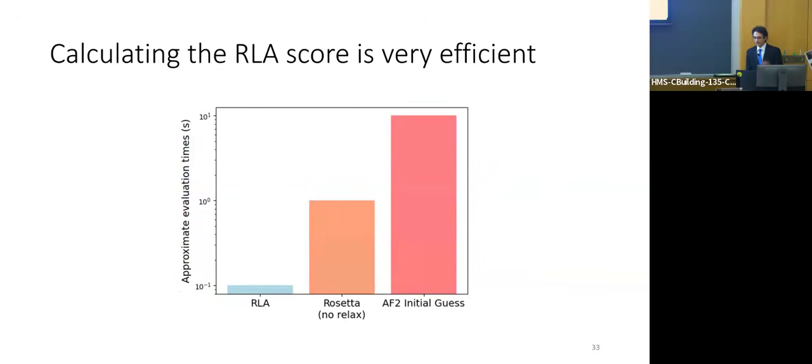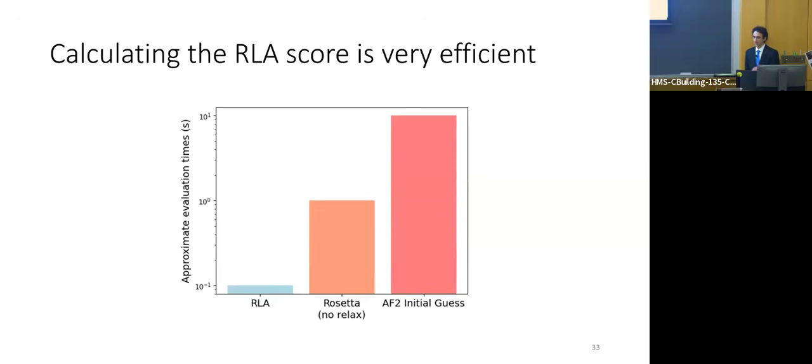Okay, so at the very beginning, I talked about how these computational scores have some efficiency-effectiveness trade-off, and I said that one of our big selling points is that RLA is incredibly fast. Here's that plot: approximate evaluation times of RLA, which is about 1/10 of a second, just applying the Rosetta energy function, so none of the fancy relaxed stuff, and then AlphaFold 2 initial guess. RLA is about 100 times faster than AlphaFold 2 initial guess because it's a smaller model.